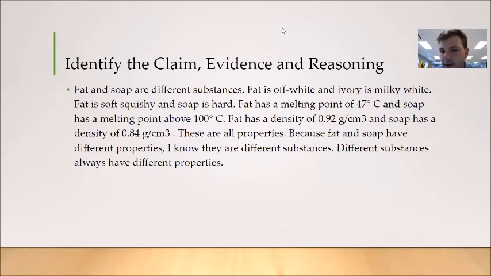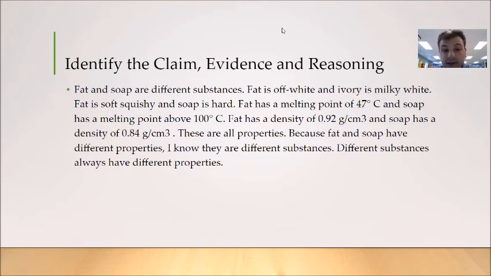Fat has a melting point of 47 degrees Celsius, and soap has a melting point of 100 degrees Celsius. Fat has a density of 0.92 grams per centimeter cubed, and soap has a density of 0.84 grams per centimeter cubed. These are all properties. Because fat and soap have different properties, I know they are different substances. Different substances always have different properties. All right. Now you're like, dang, that was a lot. This is typically how we're going to be answering most of the questions posed here in the classroom.